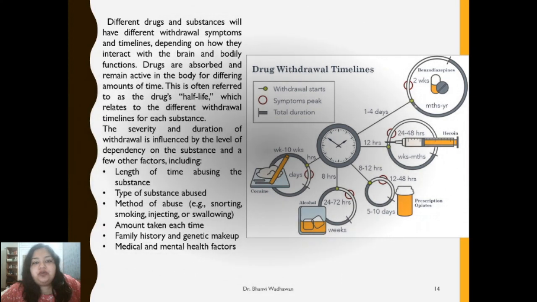Now, different drugs and substances will have different withdrawal symptoms and timelines depending on how they interact with the brain and the bodily functions. The drugs are absorbed and remain active in the body for different amounts of time. This is often referred to as the drug's half-life, which relates to the different withdrawal timelines for each substance. The severity and duration of withdrawal is influenced by the level of dependency on the substance and also on a few other factors, including length of time abusing the substance.